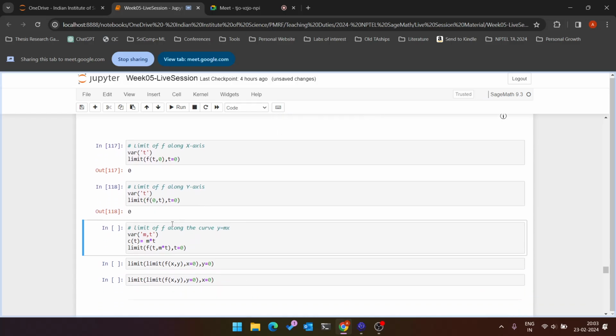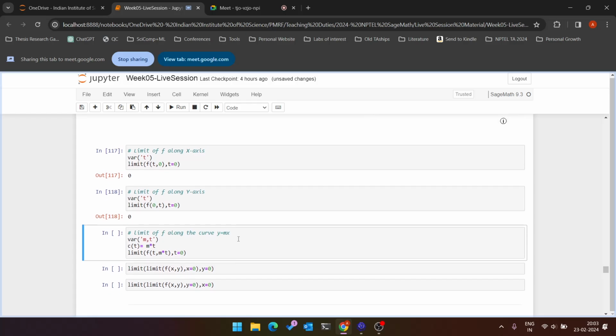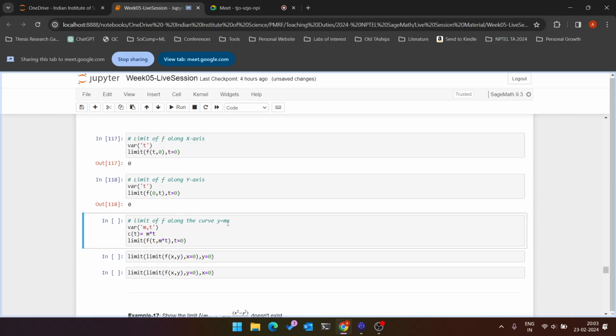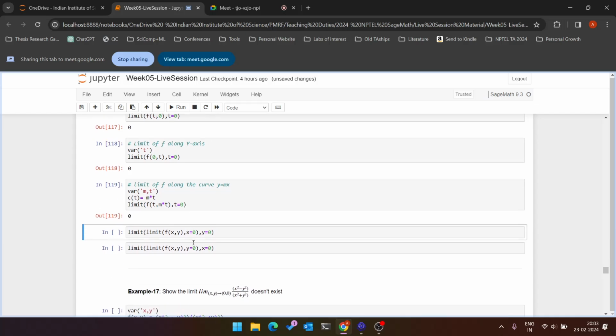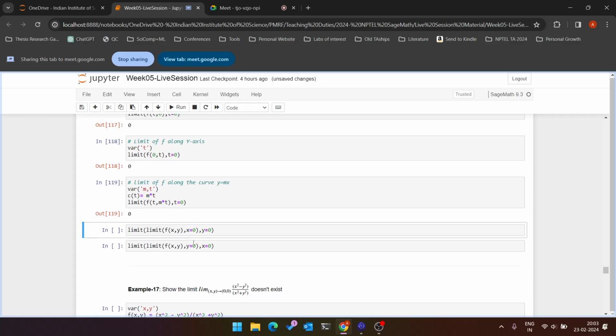If we approach the origin along any arbitrary straight line, say y is equal to m of x, how do we do this? We specify a new variable m, and we basically try to calculate limit of f of t comma mt with t going to 0. So this turns out to be 0.